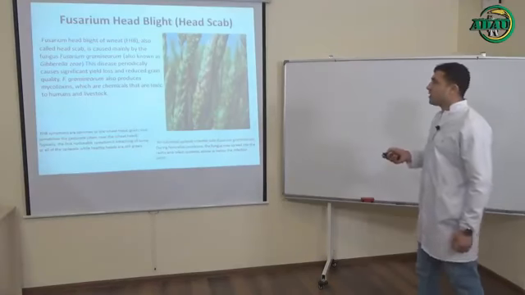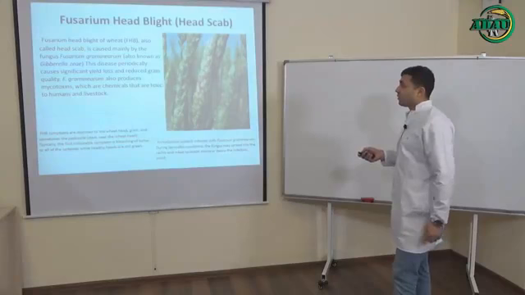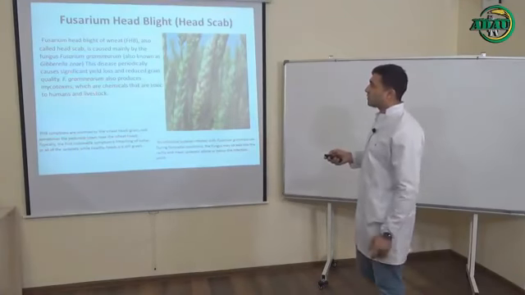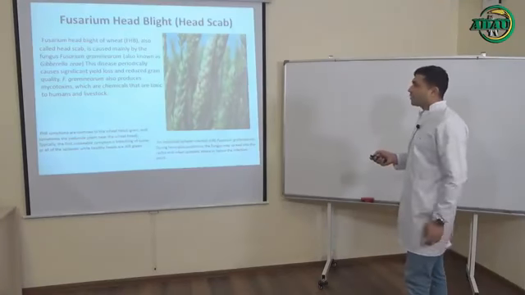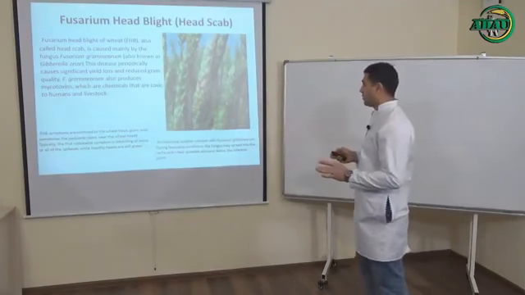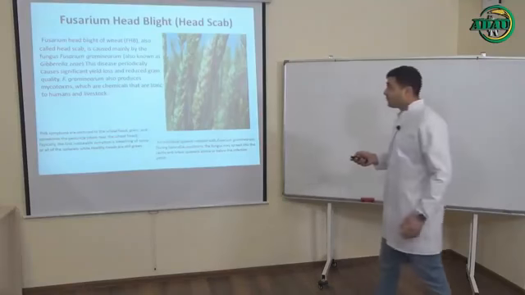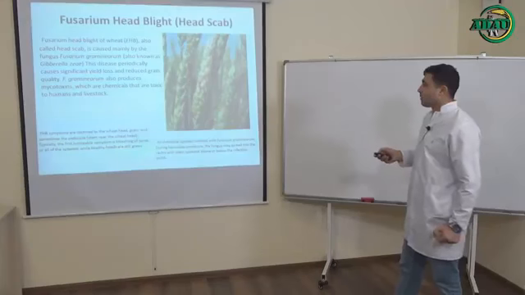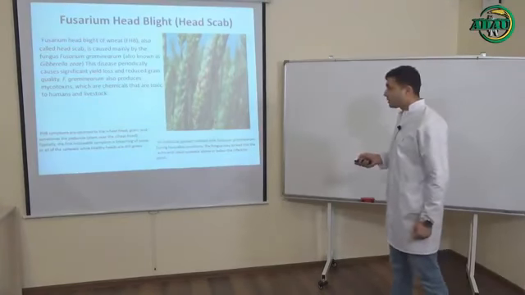The disease is caused mainly by the fungus Fusarium. The disease causes significant yield losses, reduces grain quality, and also produces mycotoxins. These mycotoxins are dangerous for animals and also for humans. They are chemicals that are toxic, as I said, for humans and animals.